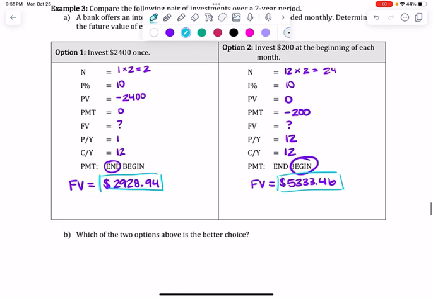Now, there's a follow-up question, and the follow-up question says, which of the two options above is the better choice? Now, we can't just look at that and go, hey, obviously option 2 is better. I end up with more money. Because it is not necessarily better just in terms of your final amount, because what if I invested most of that money and made very, very little interest in comparison?